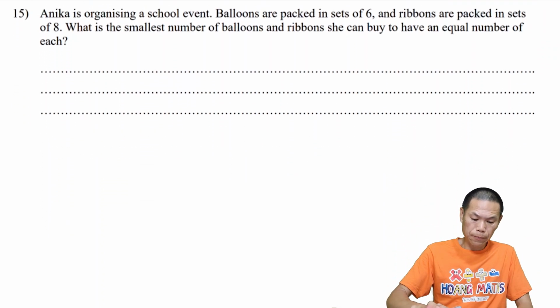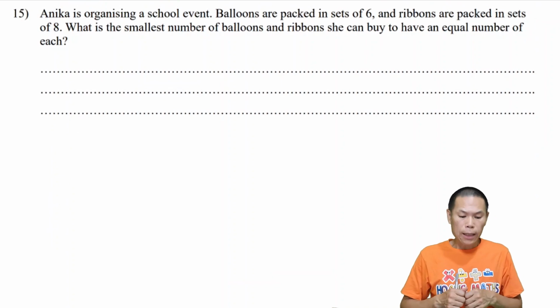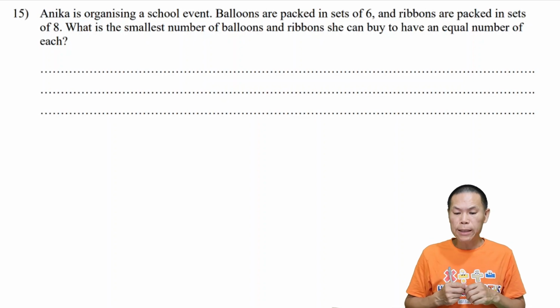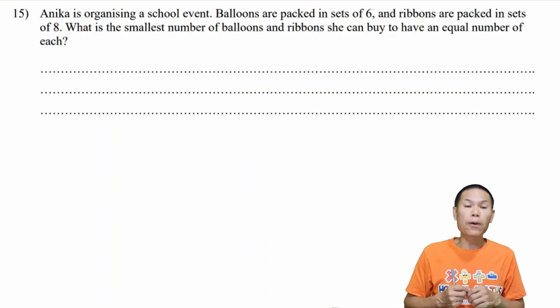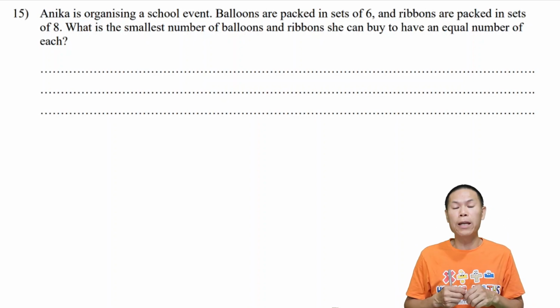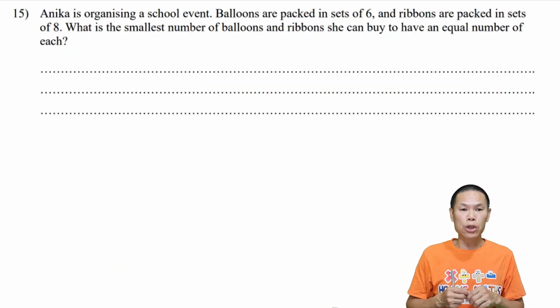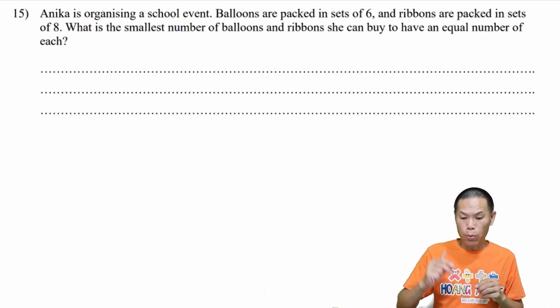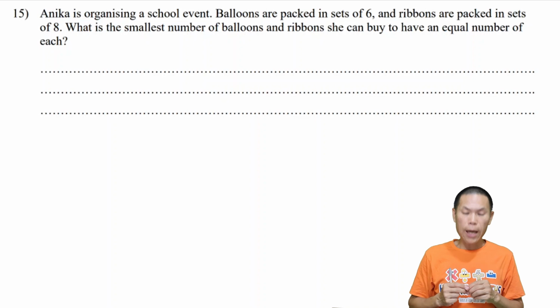Number 15. Annika is organizing a school event. Balloons are packed in sets of 6 and ribbons are packed in sets of 8. What is the smallest number of balloons and ribbons she can buy to have an equal number of each? So in other words, we just need to find the lowest common multiple of 6 and 8.